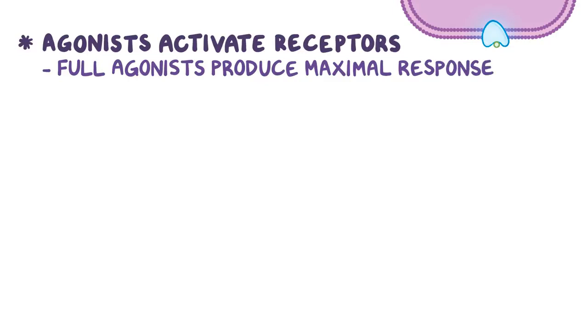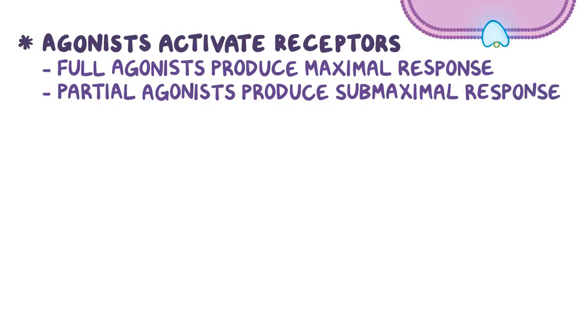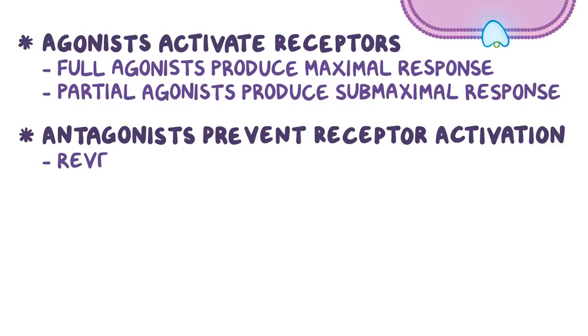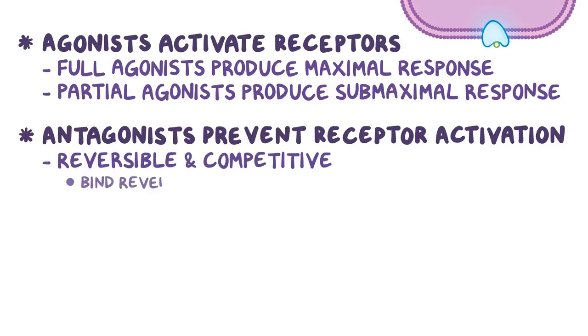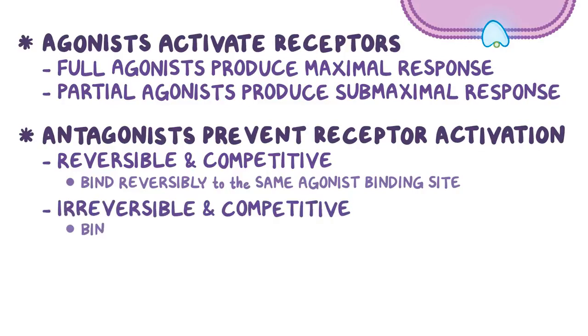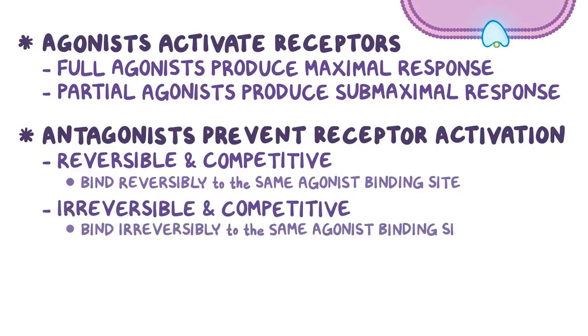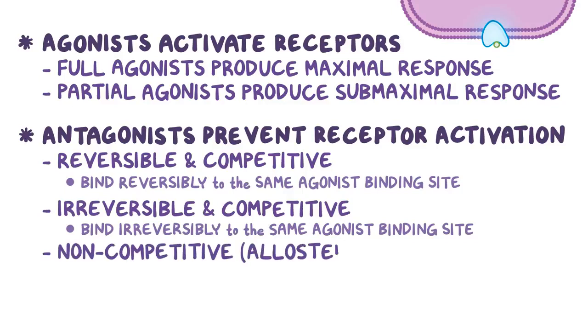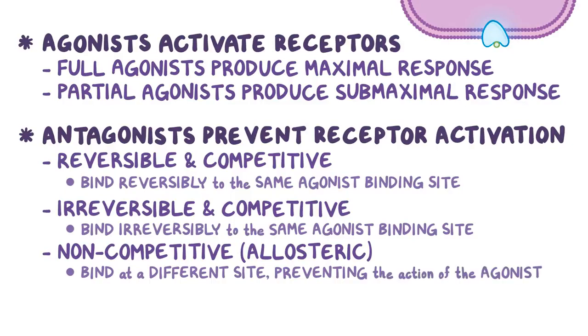Alright, as a quick recap. Agonists activate receptors and can be divided into full agonists, which can produce a maximal response, and partial agonists, which can only produce a submaximal response. Antagonists prevent receptor activation and can be reversible and competitive, meaning they bind reversibly to the same agonist binding site, irreversible and competitive, meaning they bind irreversibly to the same agonist binding site, and non-competitive or allosteric, meaning they bind at a different site but still prevent the action of the agonist.